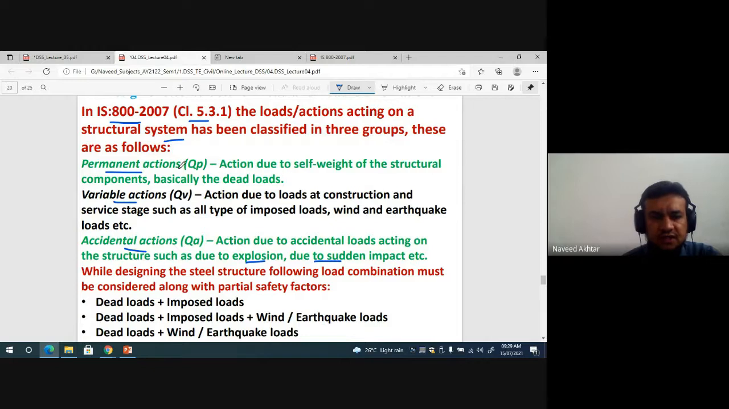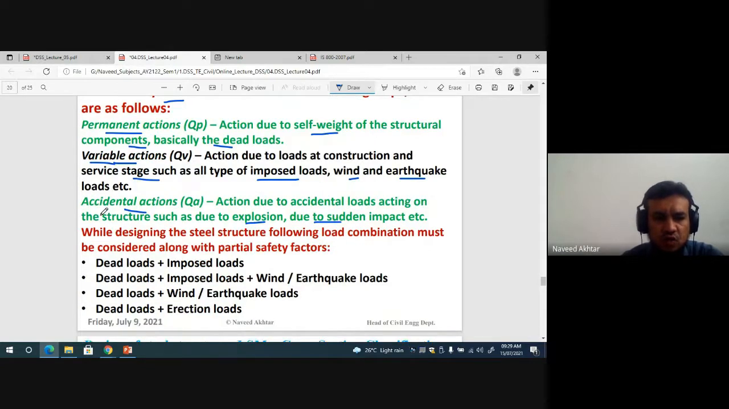Permanent action is due to the self-weight of the structure components, basically the dead loads, which are fixed and not varying. Variable actions are due to the load in the construction and service stage, all types of imposed load, wind load, earthquake load. They are not acting regularly, and also their intensity is varying with respect to time, that is not constant. That's why these actions are variable actions on the structural element or the structure as a whole.